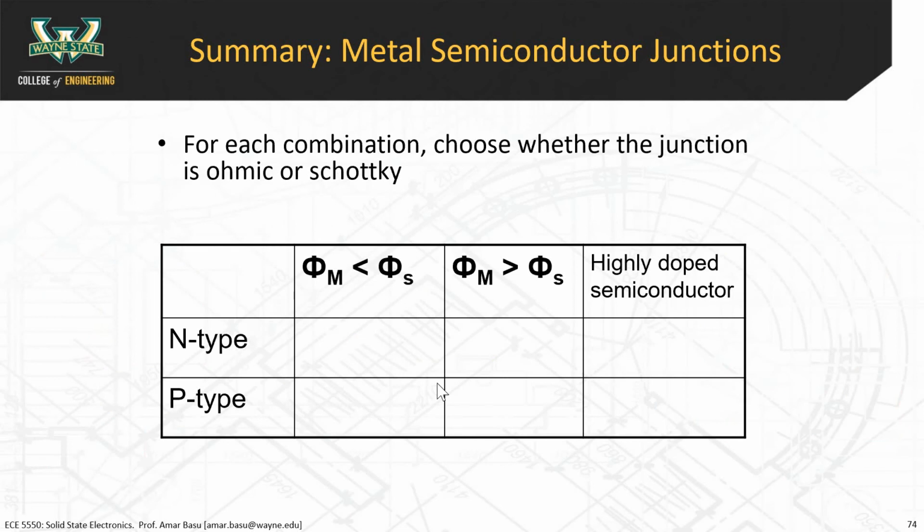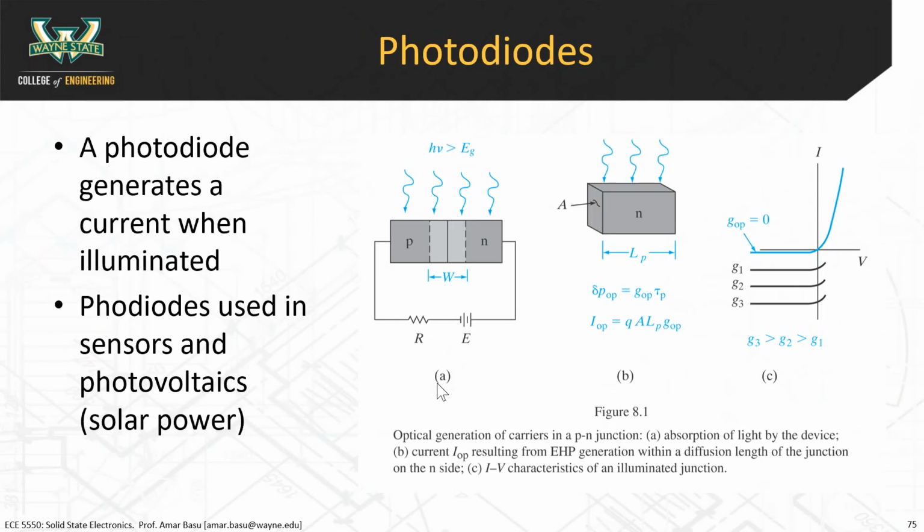I'll leave this for you to do as an exercise for each combination. Choose whether the junction is ohmic or Schottky. Should be pretty straightforward from what we've done in the notes. And I want to spend the last 20 minutes on photodiodes. This is something that's not typically covered in the undergraduate class, but I think it's helpful to talk about it here because of the important role that photodiodes play in energy generation and optical communication.